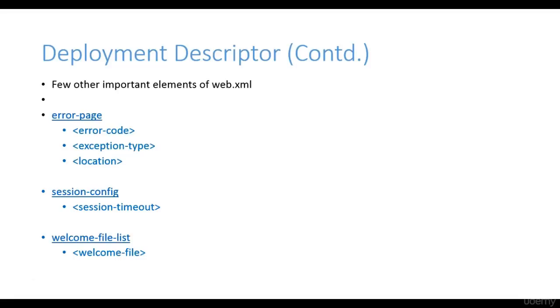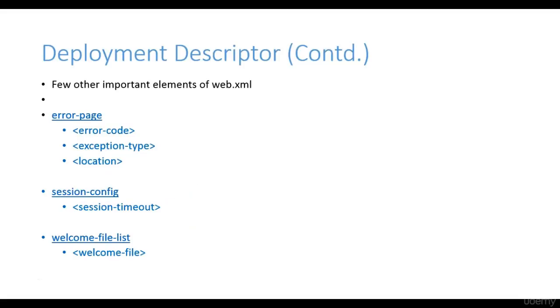Using this element, we can define our own HTML page to be displayed in place of the default error pages or in response to a Java exception. I am using HTTP error code 404 to redirect me to error.jsp page. We can also map Java exception classes to error pages just like error codes. For example, we may map ServletException class to error.jsp page. The session config element is used to define the session timeout for the web application.